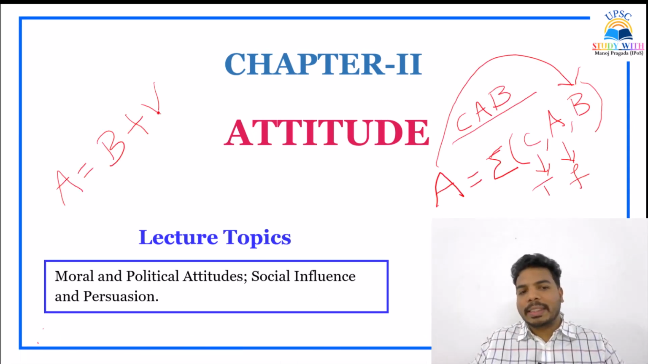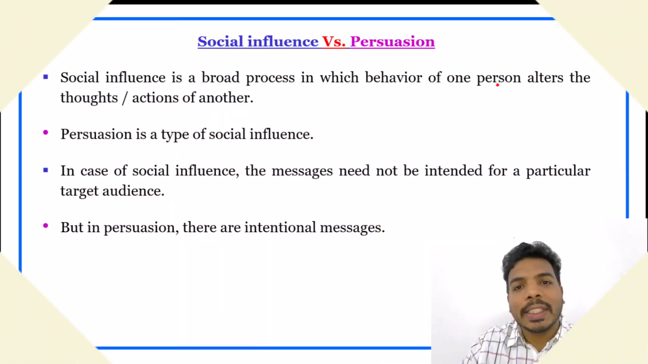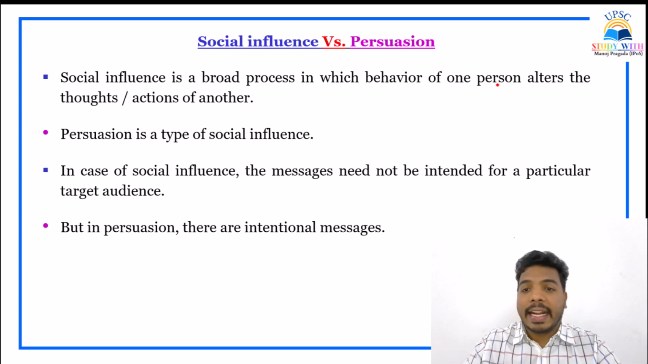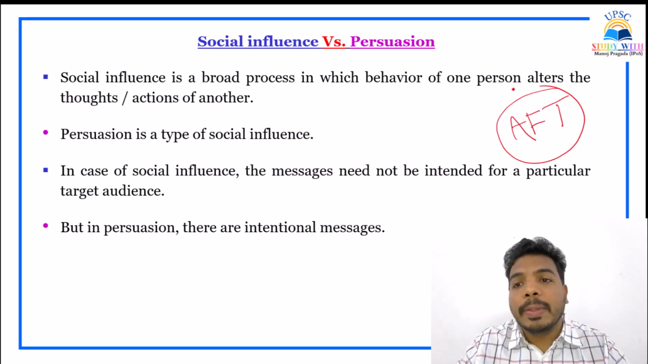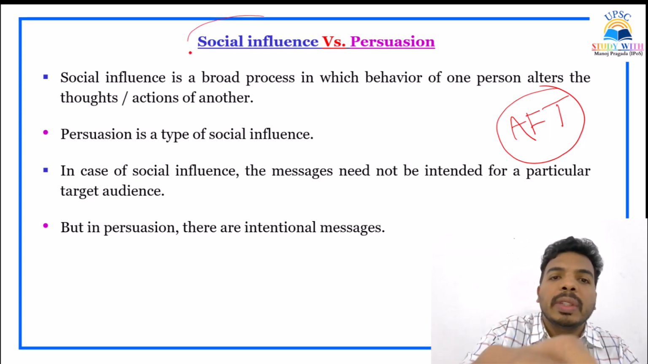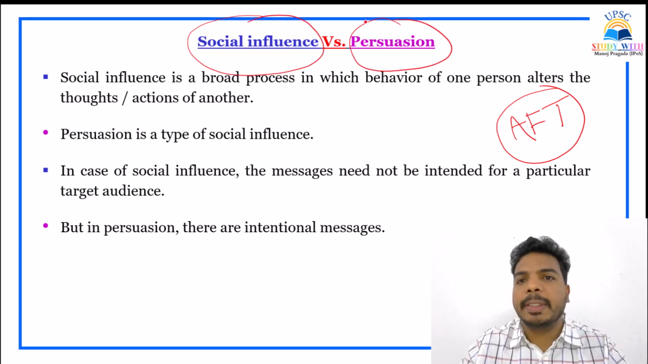So today we are going to discuss social influence and persuasion. Social influence versus persuasion. As we have already seen in the last lecture, attitude formation theories: how an attitude will be developed in the individual, how an attitude will be formed. Accordingly, he or she will behave. So, in attitude formation, these two will play an important role. One is social influence and one is persuasion. There is a slight difference between the two.